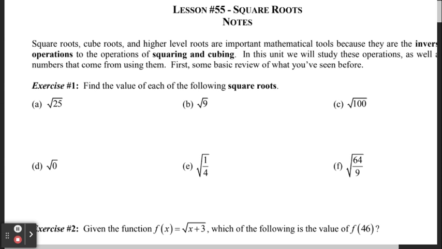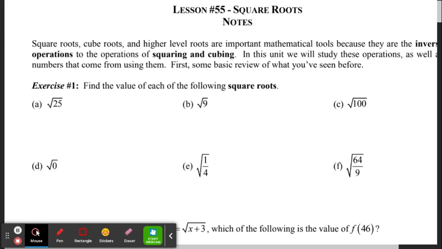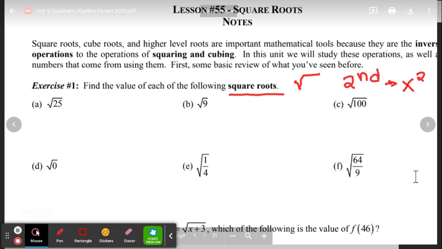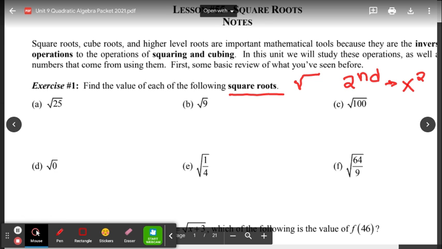So getting started now, we're going to look at exercise number 1, and it says find the value of each of the following square roots. So if you can do this in your head, that's great. If not, you can get this symbol by using the second, that's the blue button, and then the x squared button. So on your graphing calculator, that's how you would get a square root. So let's just get started.